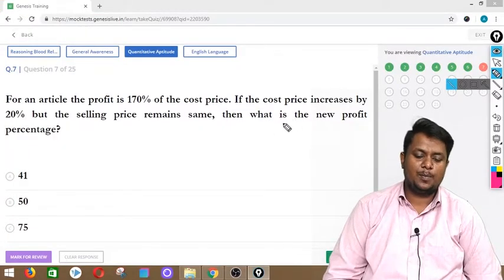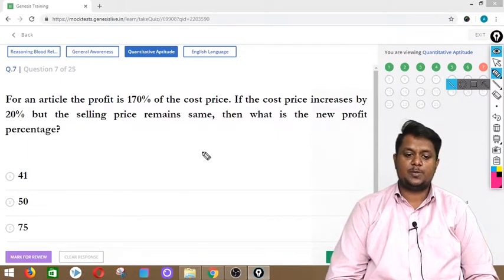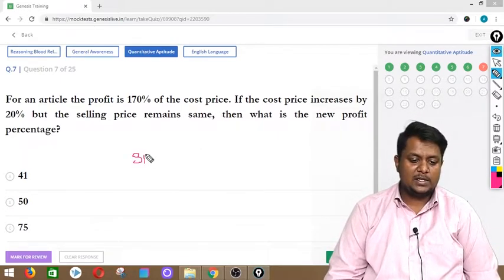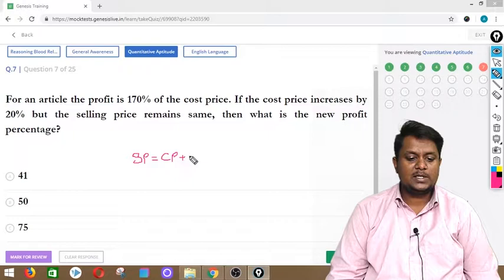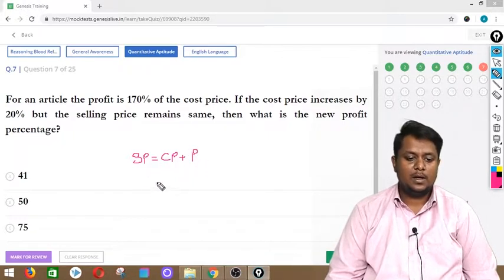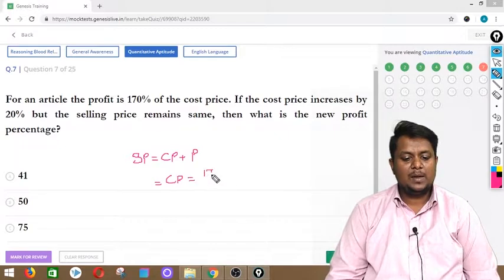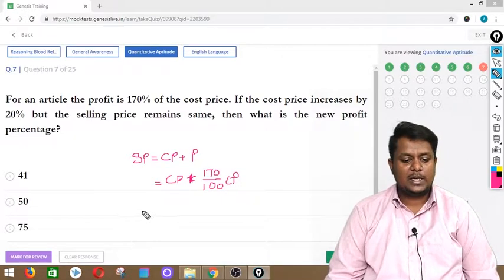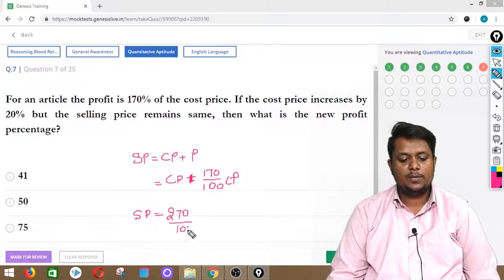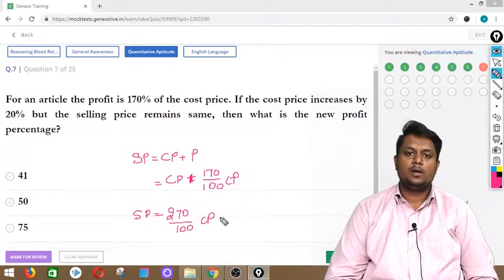For an article, the profit is 170% of the cost price. Now, selling price is equal to cost price plus profit, right? Now, profit is what? Profit is 170% of cost price. So, selling price is 270% of cost price. Okay.